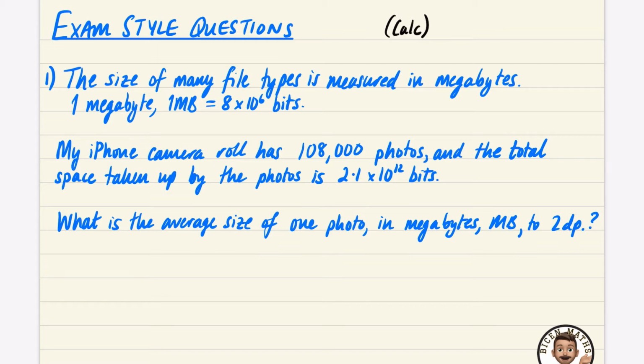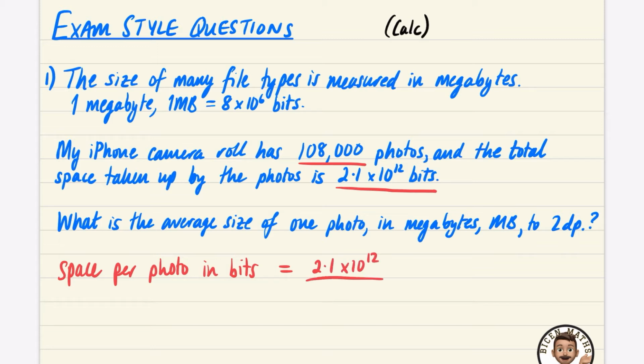So I think the first thing that I'm going to try and do is see that I've got this space being taken up by this many photos. So I'm going to try and find out the amount of space per photo, and I'm going to do that in bits. There's a difference between bits and megabytes. The space per photo in bits is going to be the total amount of space, which is 2.1 times 10 to the 12, divided by 108,000.